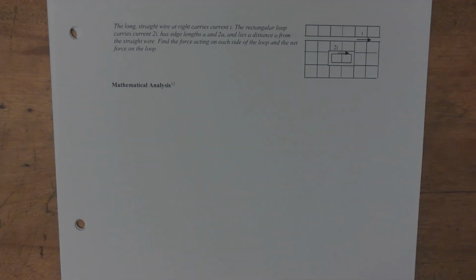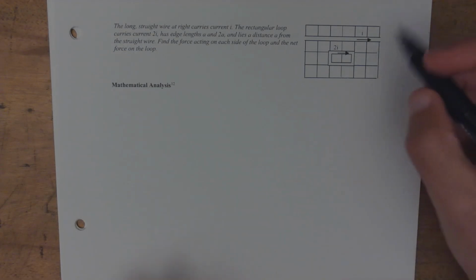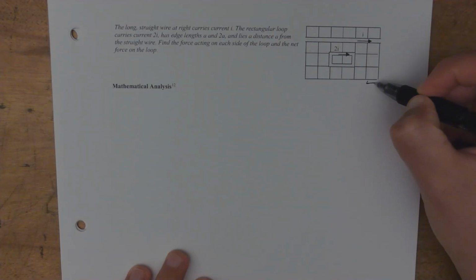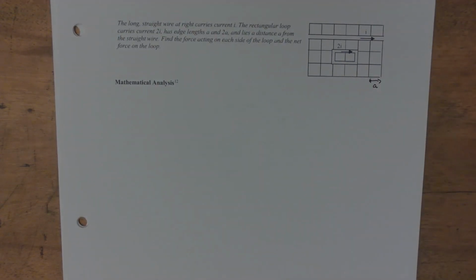This is problem 48 from the magnetic force. The long straight wire at right carries current I. The rectangular loop carries current 2I, has edge lengths A and 2A, that means one block has a width A, and lies a distance A from the straight wire. Find the force acting on each side of the loop and the net force on the loop.